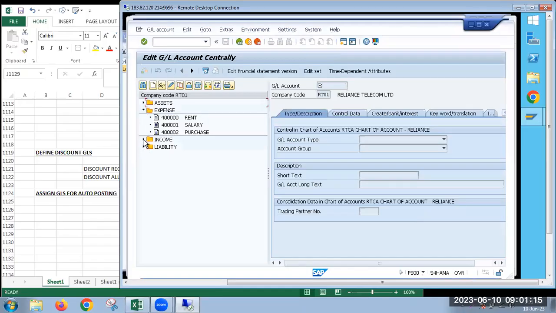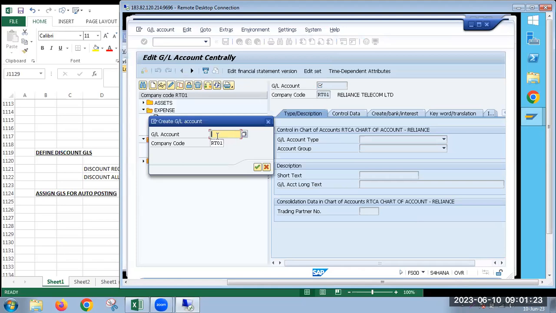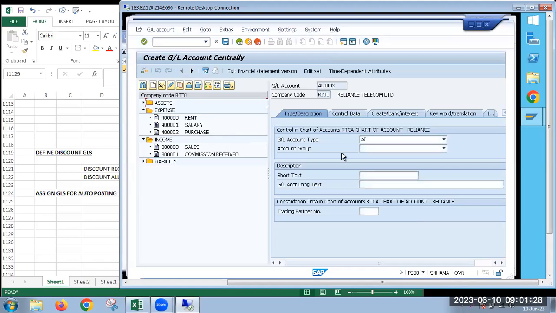Let's go for revenue and income. Make it as an expense. Let's go for 403. Make it as non-operating expense. Okay, let's go like this. No issue. Expense. Okay, discount received. Discount allowed. Sorry, discount allowed.